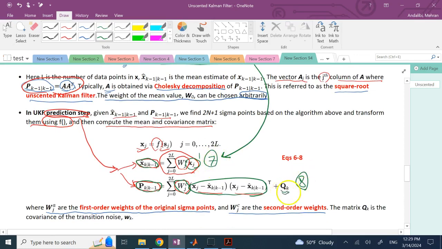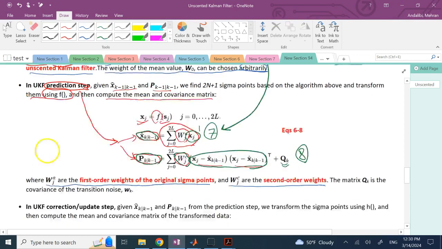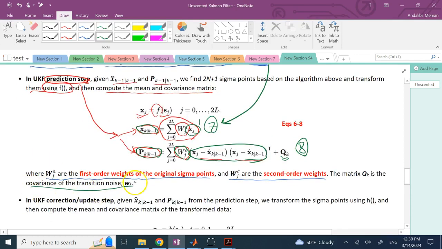What is this Q here? This Q is the same as the Q we had in the Kalman filter. This is the covariance matrix of the transition, or you might call it the process noise.